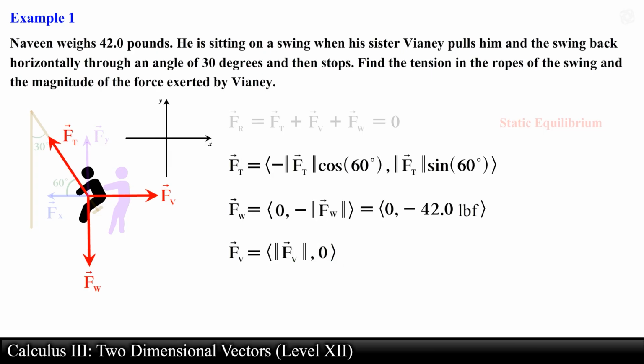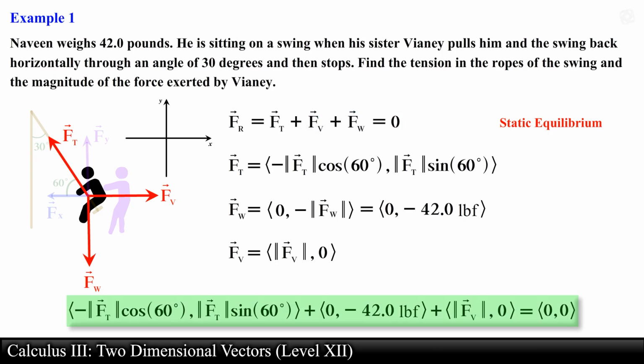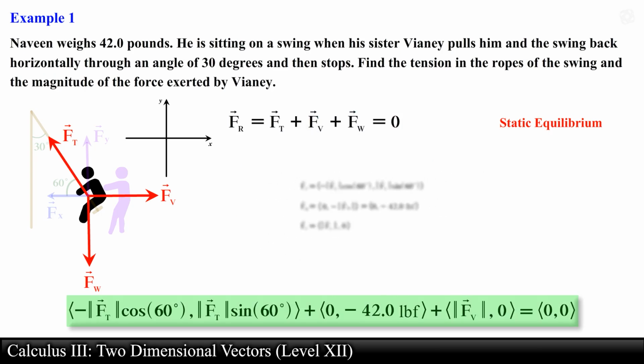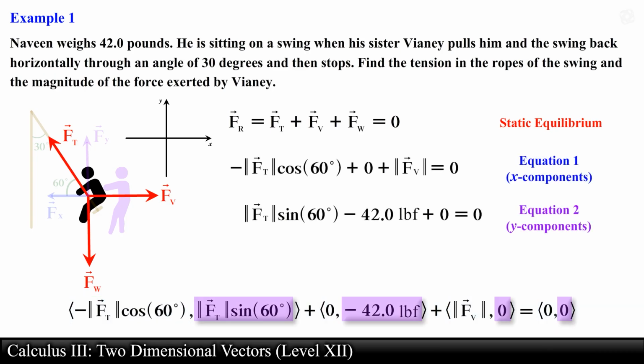Now that we have all three forces, we go ahead and add the forces component-wise. Also, since this is a static equilibrium problem, we also need to set it equal to the 0 vector, as follows. This expression allows us to generate two separate equations, one for the x component and one for the y component. In essence, we are dealing with a system of equations.